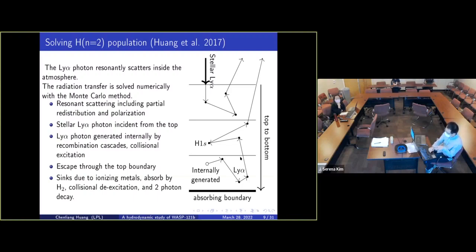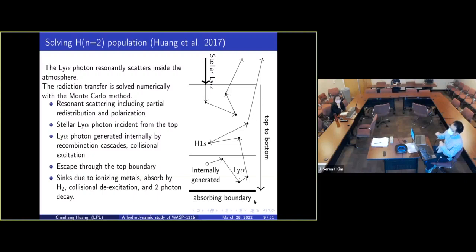During the scattering, the photon can eventually escape from the top of the atmosphere, or there are sinks inside the atmosphere. It includes the case where Lyman alpha can ionize, for example, sodium, potassium, magnesium. If we hit these metals, it will get absorbed, and it is also absorbed by molecular hydrogen quite efficiently. But molecular hydrogen only exists roughly near the bottom boundary. So effectively, we have an absorbing bottom boundary.